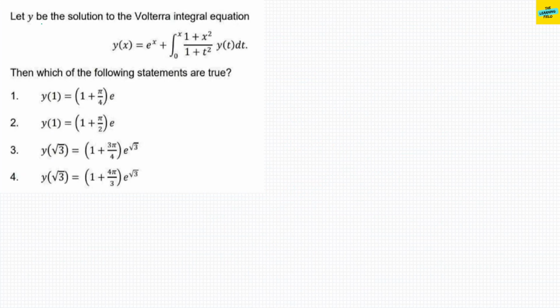Okay, the next problem is this one. This is also a 4.75 marks question. It says: let y be the solution of the Volterra integral equation y(x) = eˣ + this integral, and which of the following statements are true. So here we have to find y(x). That means you have to solve the problem.